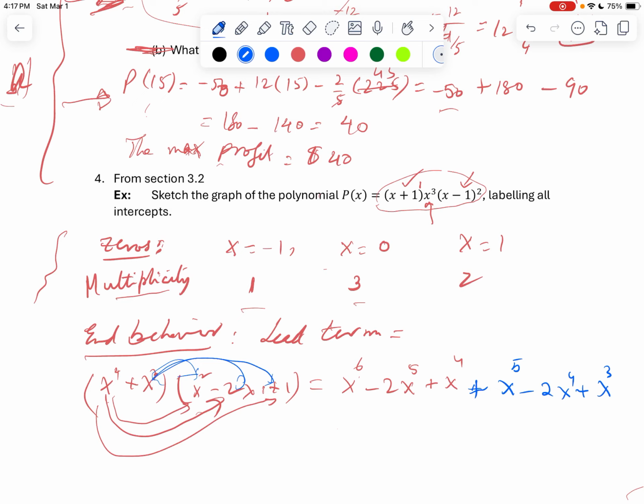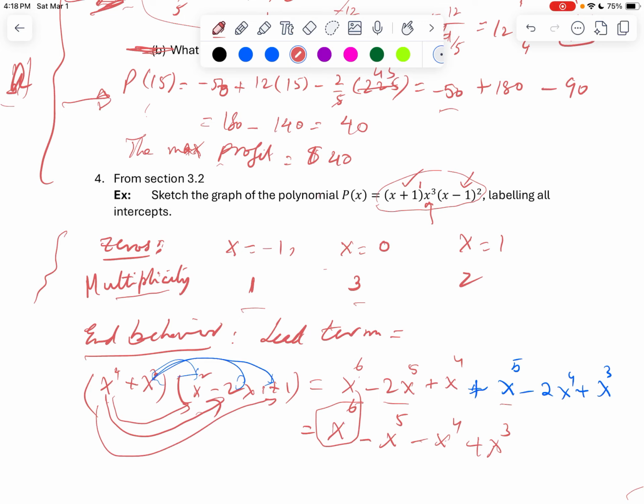Combine the like terms. So you note here x to the 6. That is the only term with the power 6. Then we can combine these two. It gives me negative x to the 5. And then we can combine the 4. We get negative x to the 4. And then plus x cubed. So now notice that the lead term is this one.